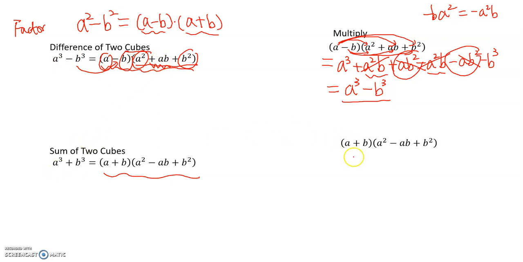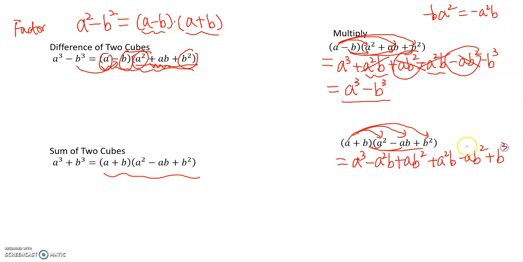And for the sum, it's very similar. Notice the multiplication works in the same way. So first we distribute a. We're going to get a times a squared, a cubed. A times negative ab, that's negative a squared b. And a times b squared is positive ab squared. Now we distribute b to all three of them. That gives us a squared b minus ab squared and plus b to the third. And now we combine like terms: negative a squared b plus a squared b, ab squared minus ab squared. So we're left with a cubed plus b cubed.